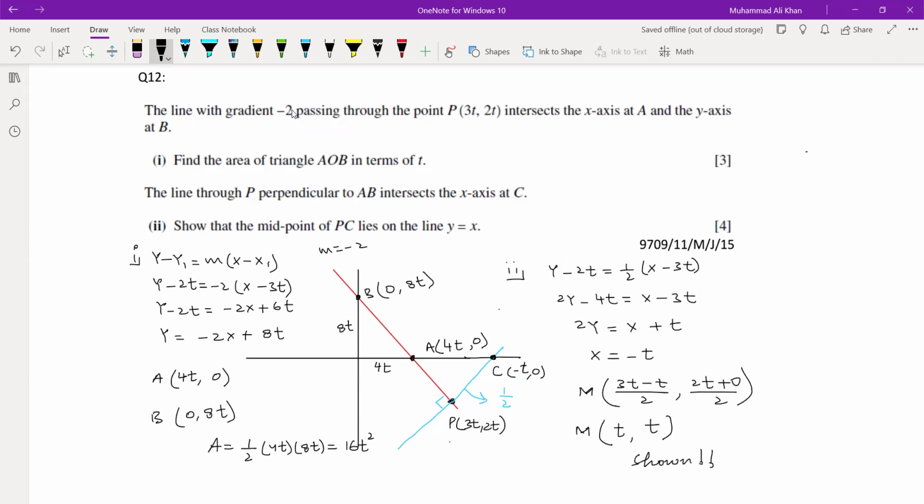What we have to prove? We have to prove that y equals x, and here y equals x. X is t, y is also t. This we have to prove, right?